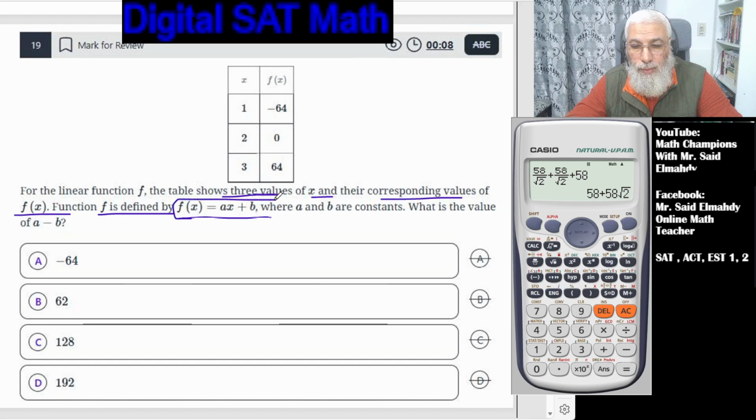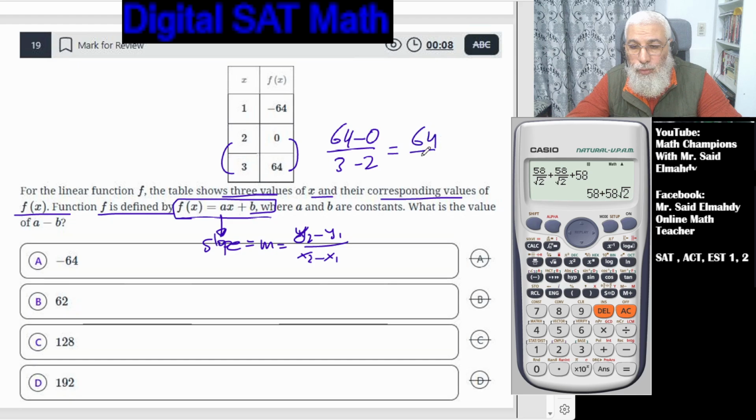We want to find a, which is the slope, equal to y2 minus y1 over x2 minus x1. So 64 minus 0 divided by 3 minus 2, which is 64 over 1. So the slope a is equal to 64.